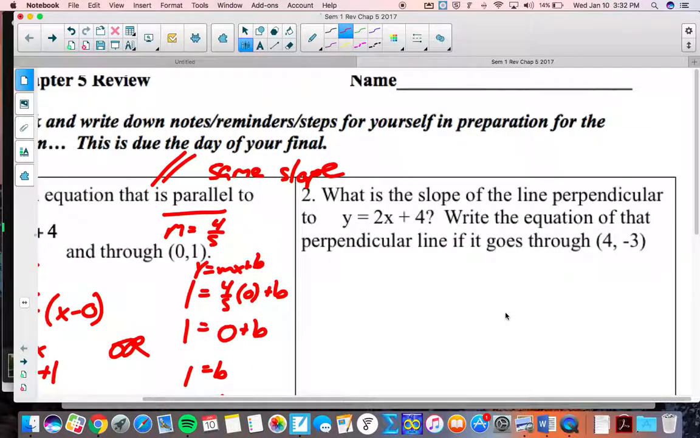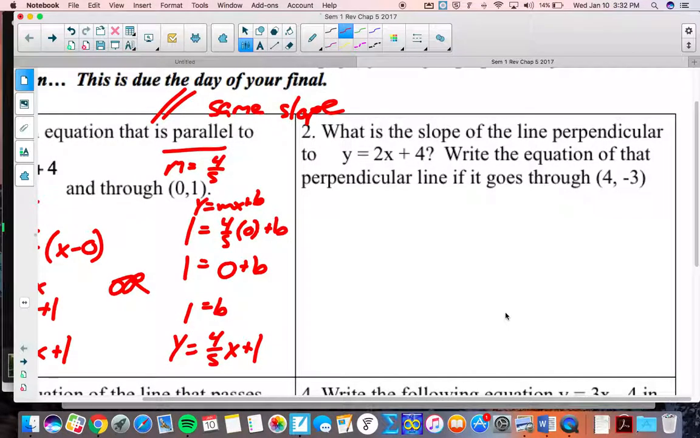All right. What is the slope of the line perpendicular to this line? Well, the slope of this line is 2. So the slope of my perpendicular line is -1/2. Opposite reciprocal. Perpendicular lines have opposite, that means if one's positive, one's negative, reciprocal slopes.